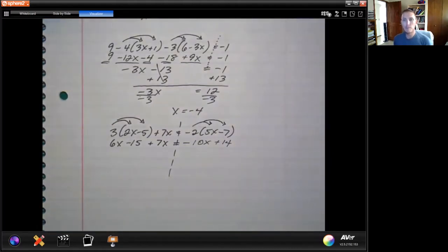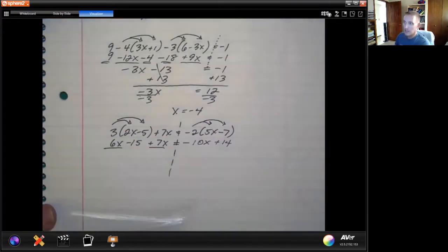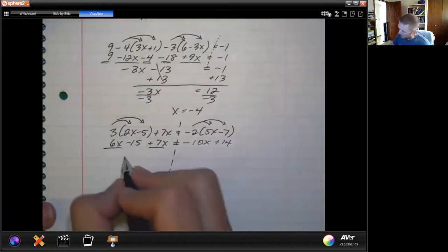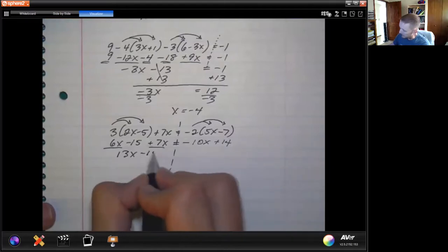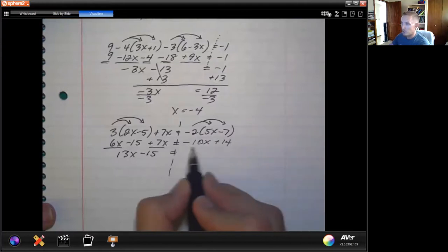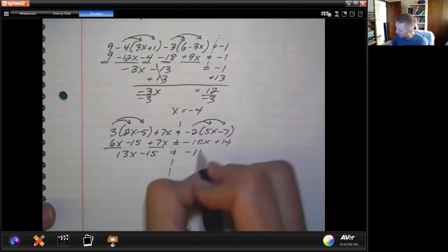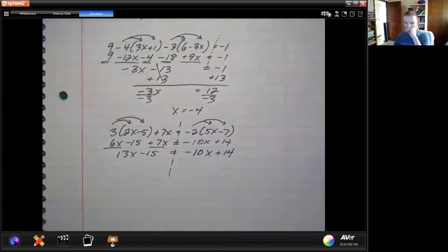Step 2 said combine like terms that are on the same side of the equals. So remember, the equals is your barrier. On the left side of the equals, I have a 6x and a 7x that I can combine, which is going to make 13x. Bring down the minus 15, bring down the equals. There are no like terms over here, so I'm simply going to bring down the negative 10x plus the 14.